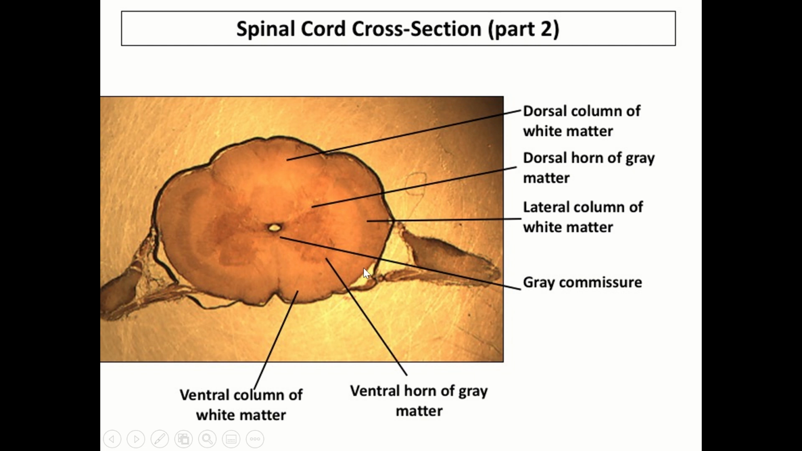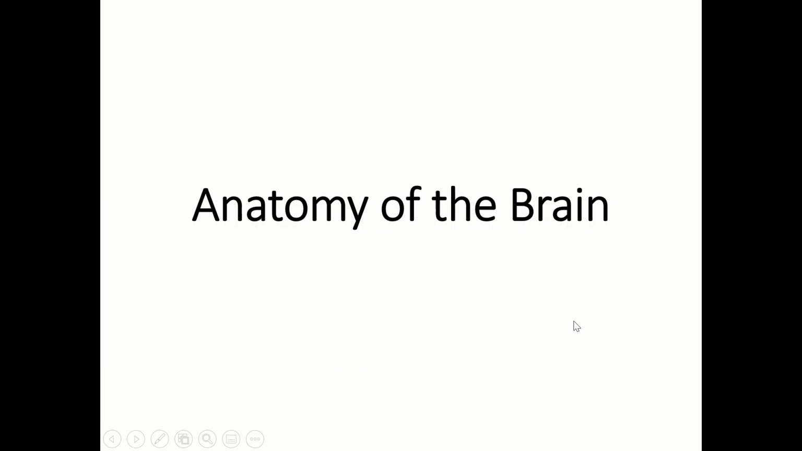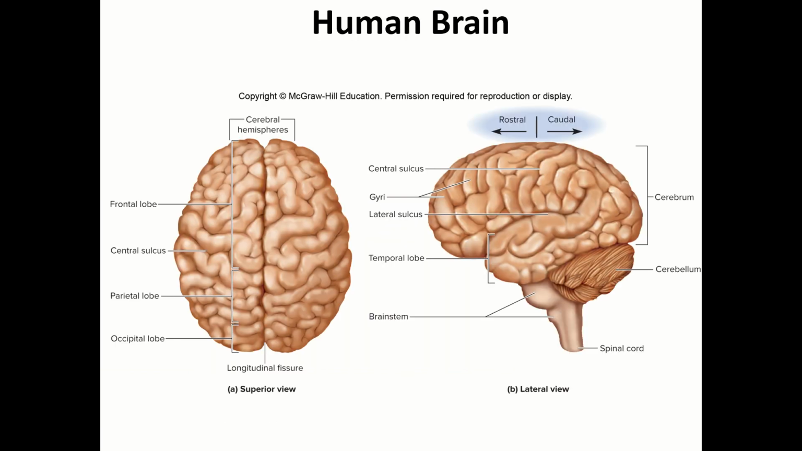Keeping in mind that this is symmetrical, you would have right and left ventral columns, lateral columns, and dorsal columns of white matter. We will be studying the functions of all of these structures in lecture, and you can preview what we're covering there by reading in the lab manual to see what is found in each of these regions. We move on then to anatomy of the brain.